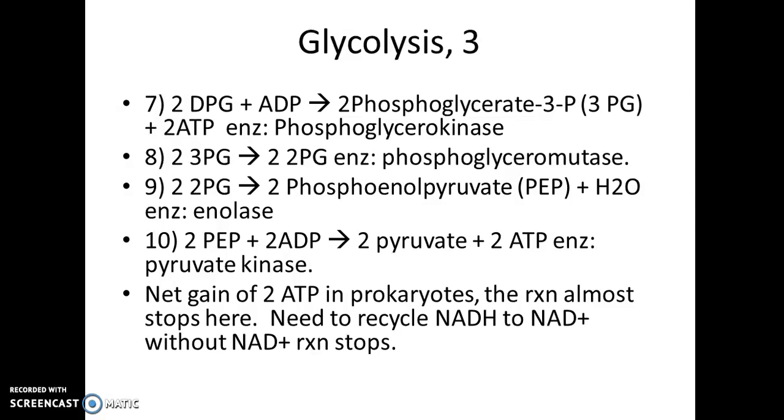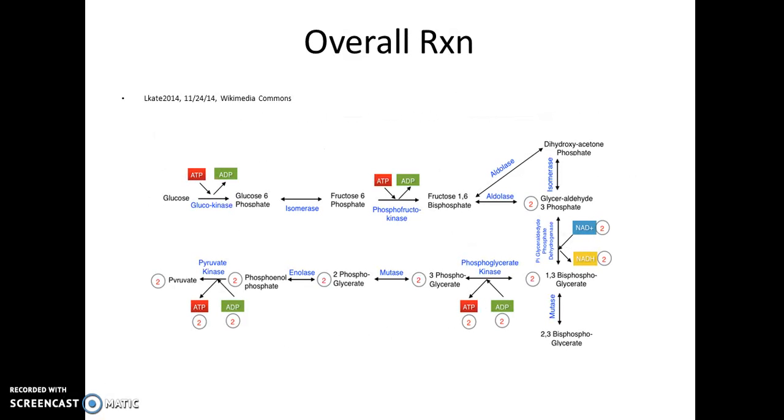recycle the NAD. Because if you run out of NAD, there's no way to receive the electrons from the phosphates. So we have to recycle them to produce NAD again. We have to change the NADHs to NAD. So how does that happen? Well, that can happen one of two ways in prokaryotes. And that's called fermentation. And we'll get to that in a second.